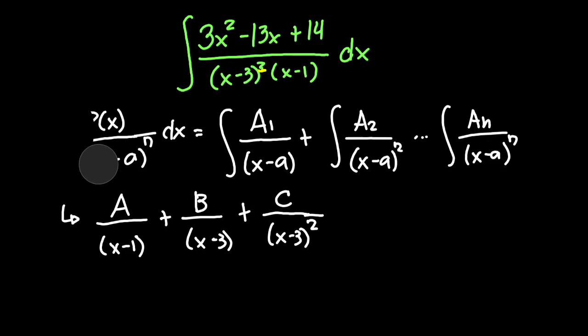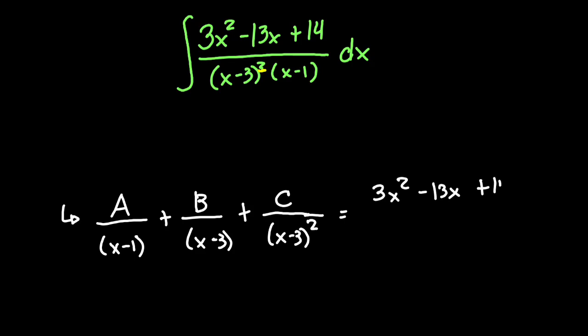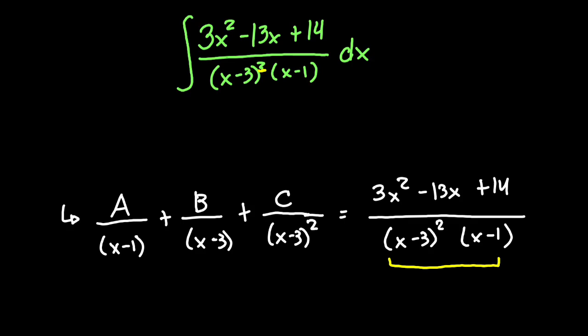By the way, we will not be putting our integral nor the dx here, for simplification. And so, now that we have our rewritten form, let us equate this to the problem itself. So this would be 3x squared minus 13x plus 14 over x minus 3 raised to the power of 2 multiplied by x minus 1. The next step would be to eliminate the denominators on this side. So multiply this upon this.